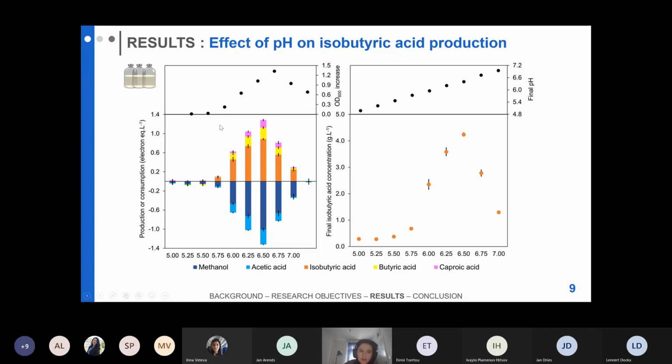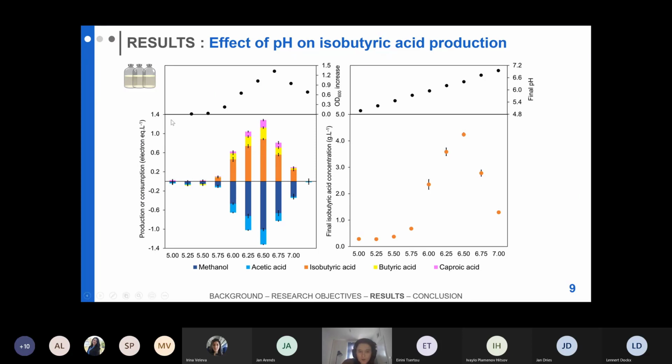So we grew the wild type on methanol, acetate, and butyrate. And we ran these experiments on a pH range of 5 to 7. What we could see is already that at really low pH, lower than 5.5, the growth was inhibited. Otherwise, for the rest of the range, the culture grew, but the ideal pH was around 6.5. Then in terms of isobutyric acid production, the highest concentration was obtained at the ideal pH for growth, which was 6.5, with a production of about 4.5 grams per liter.